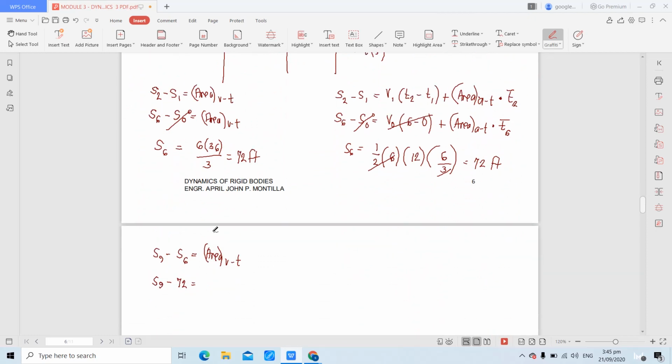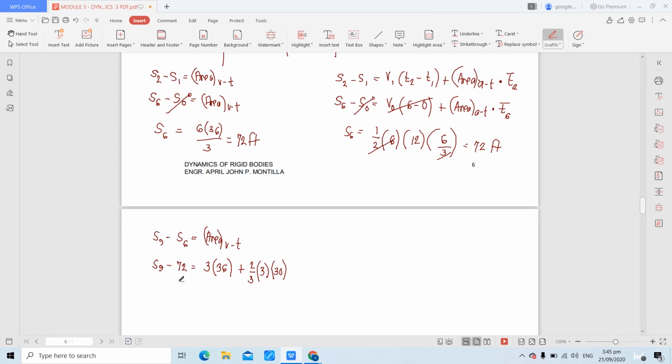Okay, so area ng rectangle, area ng parabola. Okay, so lagay natin dito. Yung rectangle muna. Base times height. Anong base? 3 seconds. Anong height? 36 feet per second. Plus, yung area ng maximum parabola. 2/3. Base is 3. A height is 30 feet per second. So, we're done with the formula. So, transpose mo lang tong negative 72 magiging positive sa kabila. Ano yung position after 9 seconds? Kindly compute po. 240 feet. Okay, may nakuha na tayo.